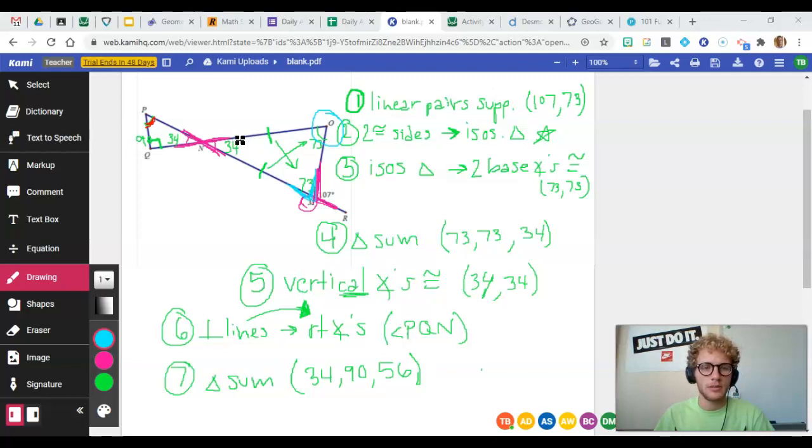Number 5, we get this angle by saying that vertical angles are congruent. It won't be sufficient to just say vertical angles. What about vertical angles? Vertical angles are congruent. So you'd say 34 and 34.